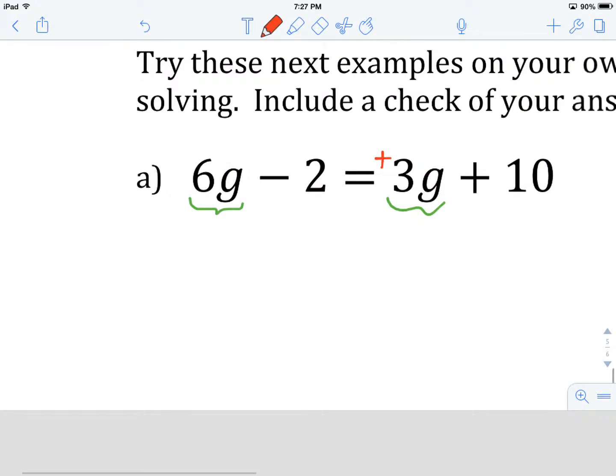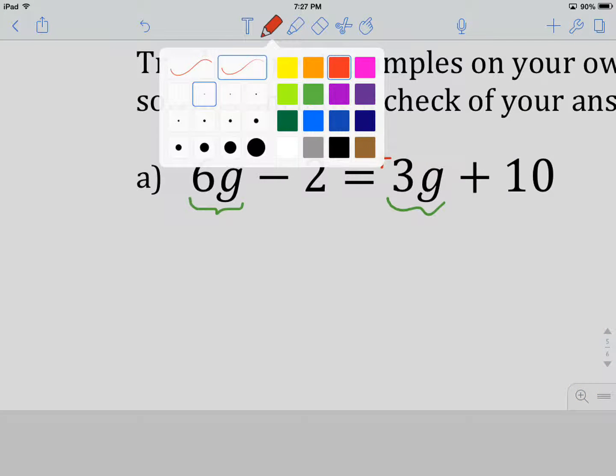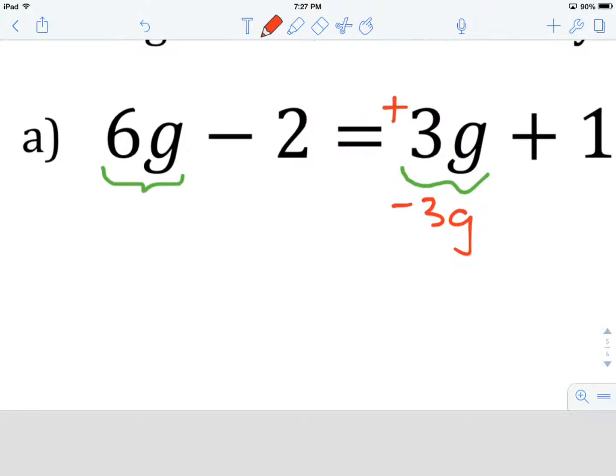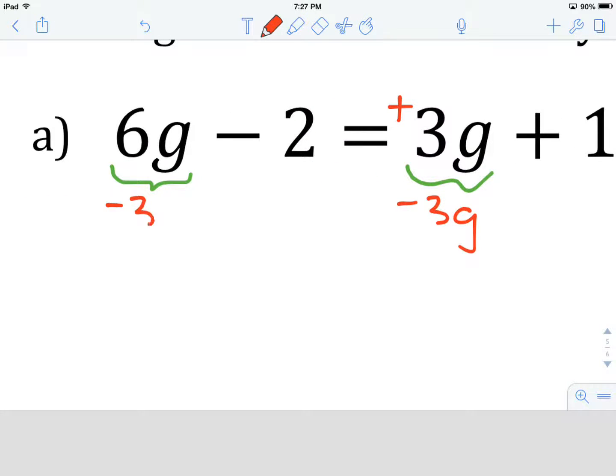So how do we undo add 3g? We are going to subtract 3g, and we're going to do that on both sides of the equation. Now what you'll notice I've done here is I've written the subtract 3g under the terms that it's alike. That way I know that when I have to perform the mathematical operations, I'm not going to forget them. I'll know what I'm trying to combine here.